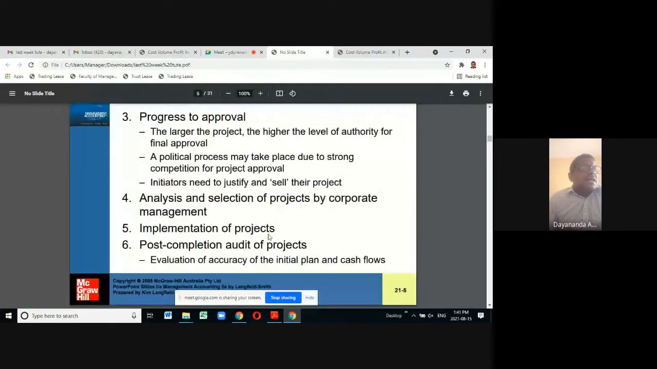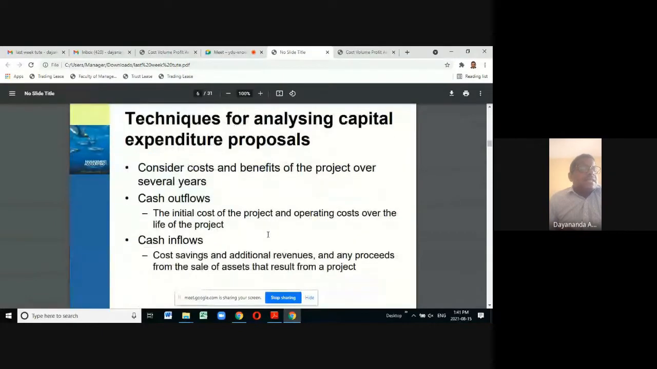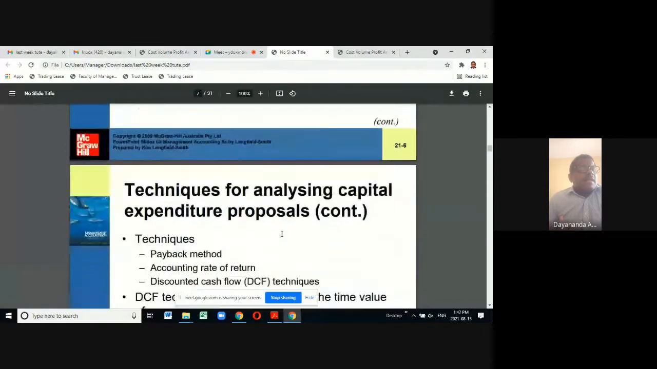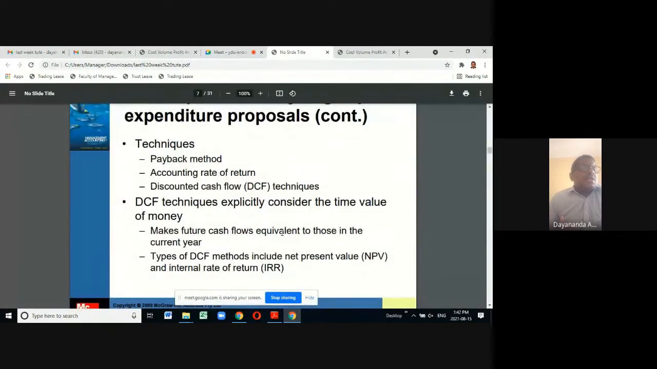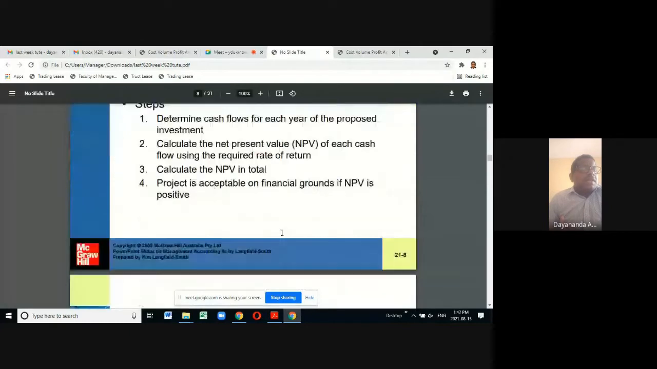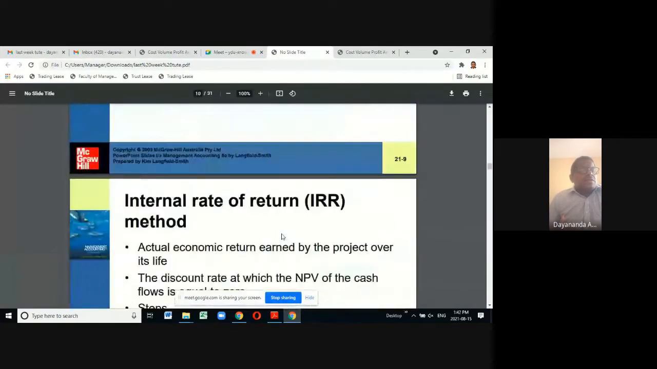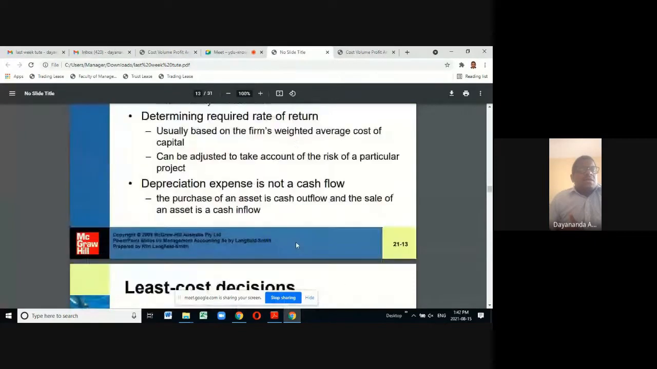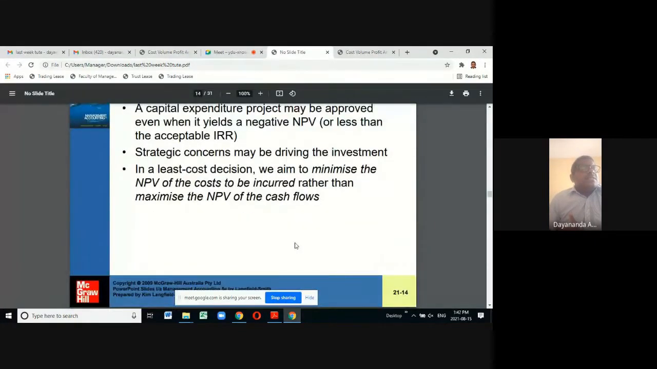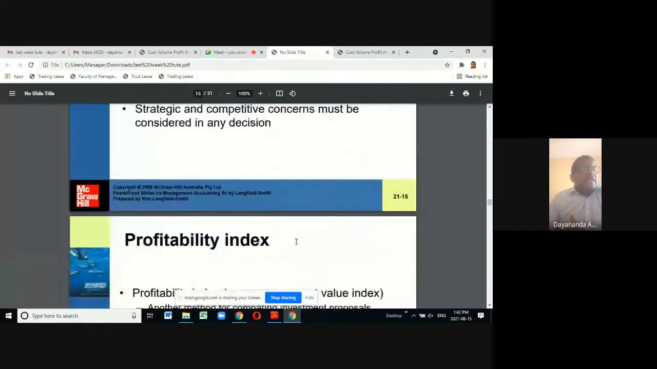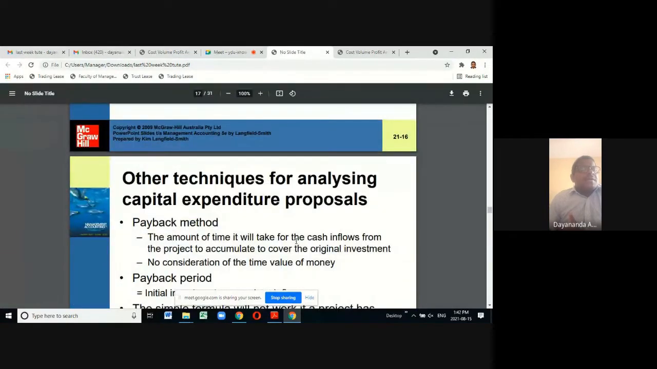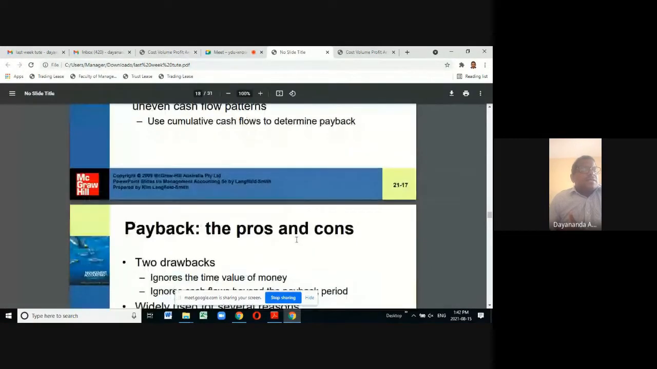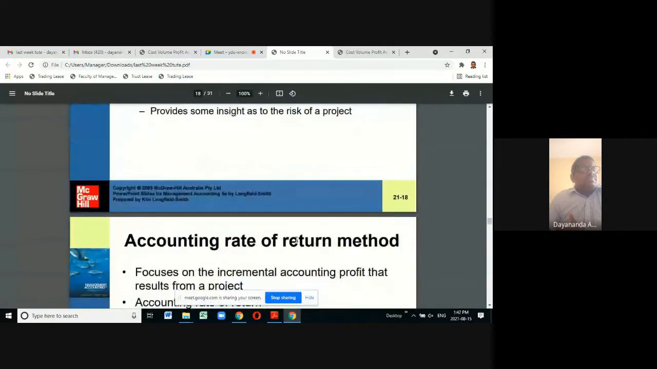Then we discussed the techniques of capital budgeting. Basically, we discussed the discounted cash flow techniques, NPV, IRR, and profitability index. Then we discussed the non-discounted cash flow techniques, accounting rate of return and the payback method. So all these concepts we discussed. Then we really stopped at accounting rate of return.